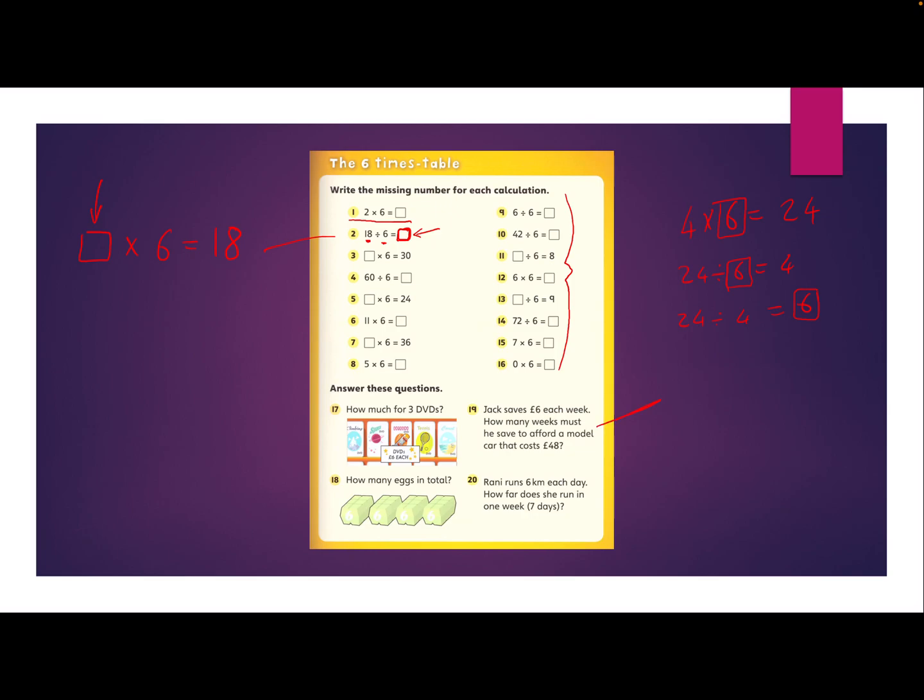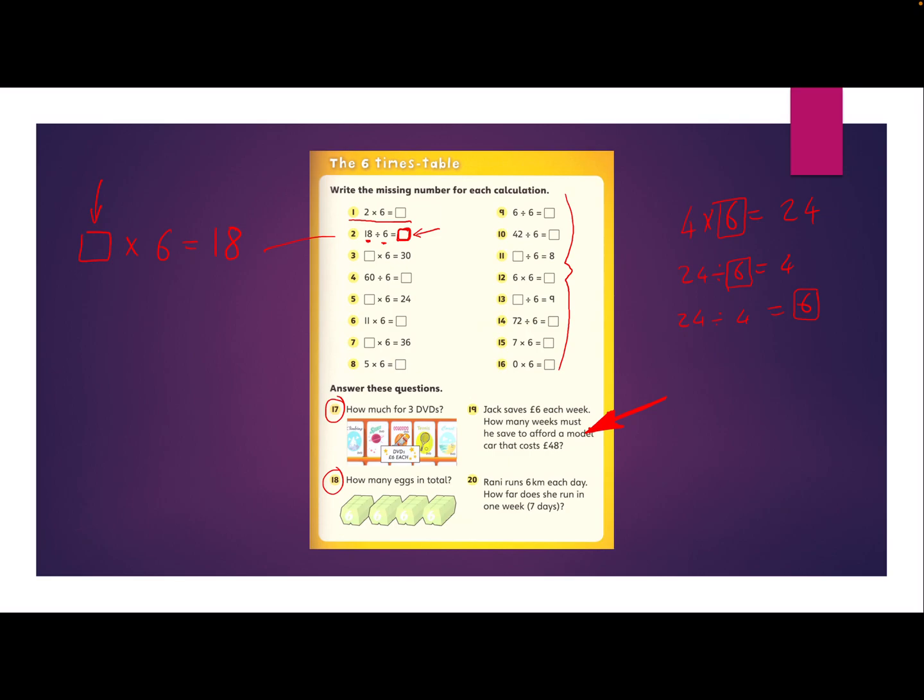And then we've got these worded questions. These are worded questions. I would like worded answers. This is where we need to be thinking. Is it asking us how many is in each group, or is it asking us how many groups? The actual calculation ends up the same, but it just helps you write your sentence at the end. So how much for 3 DVDs? Each DVD is £6, so there's 6 in each group. How many in 3 groups? So that is a multiplication question. 18. How many eggs in total?